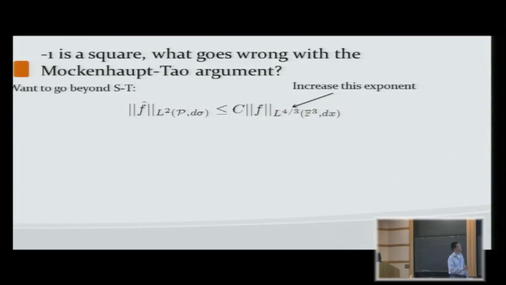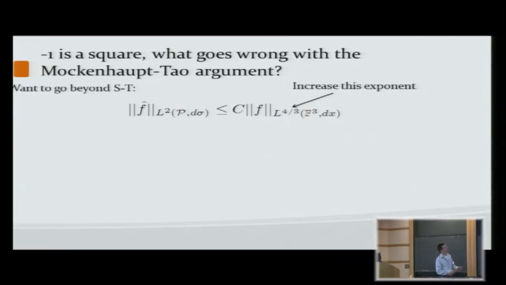This L2 is sharp, in the sense that you cannot hope to prove anything. You can't hope to increase this exponent while having a 2 in this exponent. And so the Mockenhaupt-Tao argument exploits this very much. The first step of it is to take this L2 norm and to expand it out.